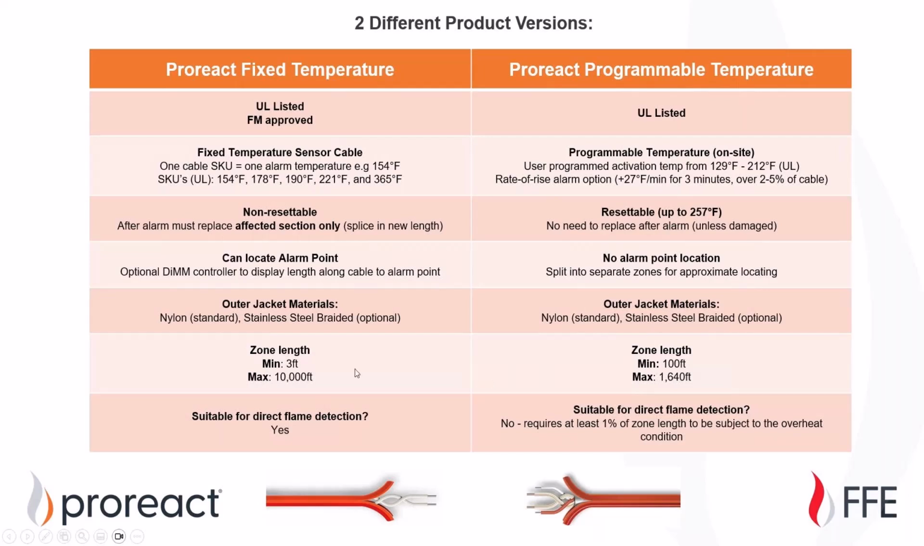You have your zone length restrictions, or your min and max cable length. With your fixed, you're up to 10,000 feet. With your programmable, your zone length is up to 1,640 feet. Fixed temperature linear heat detection is suitable for your direct flame detection, because you only need a very small point along the cable to have those conductors touch and create that short circuit. While your programmable is taking more of the average temperature over the length. So if you did have a very hot spot along the length of the programmable temp version, you'd need at least 1% of whatever that zone is. So 1,600 foot long zone, you'd need at least 16 feet of that to be in that elevated temperature range.